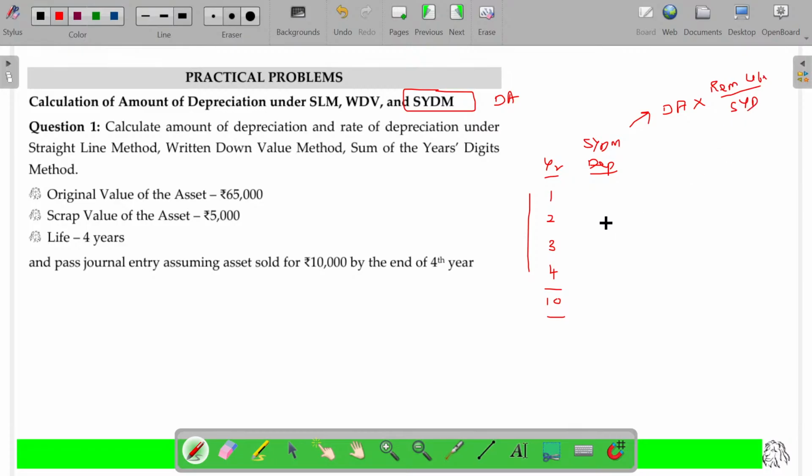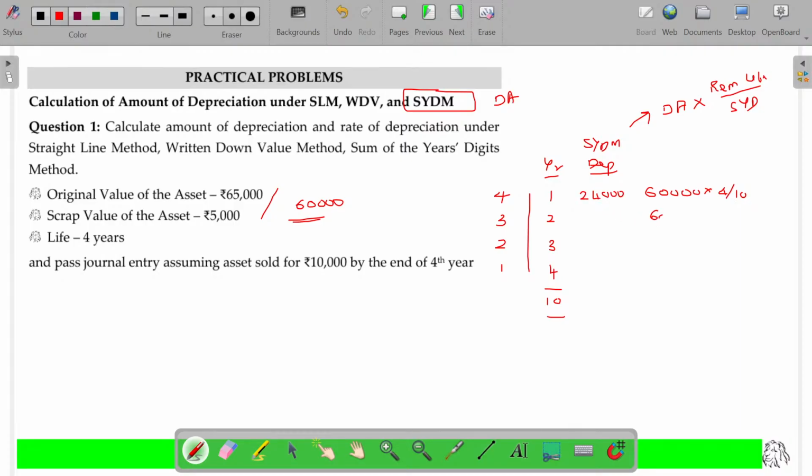This is the formula. The depreciable amount is nothing but the difference between these two, which is 60,000. For the very first year, 60,000 into the years remaining for the first year, which is 4. After 1 year of usage the remaining life is 3, after 2 years the remaining life is 2, and in the 4th year the remaining life is only 1. So the remaining life in the very first year being 4, divided by the sum of the years digits, which is 10. So 60,000 into 4 by 10, 24,000 is the amount of depreciation in the very beginning.